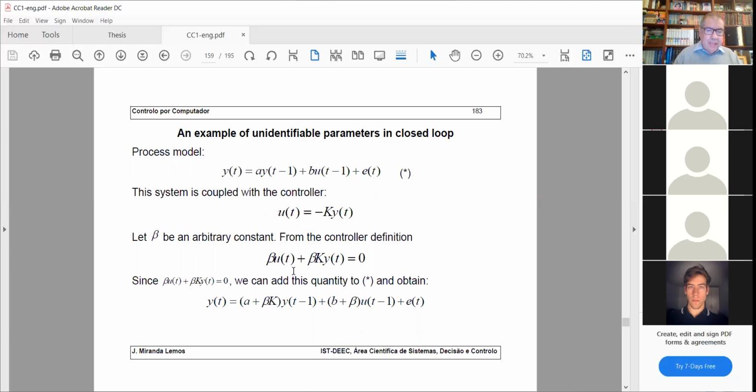So let me give you another example, and this example is related to control. Suppose that you have this system in which A and B are parameters, and E is noise. You select your U, and you observe Y and U. Now, use a very simple controller, just a gain minus K that multiplies the output to build U.